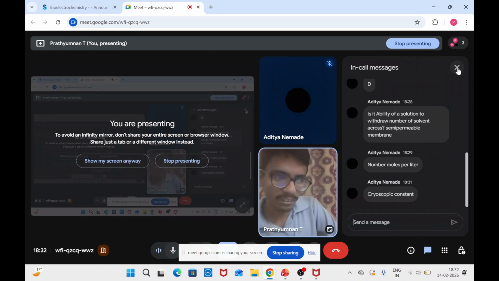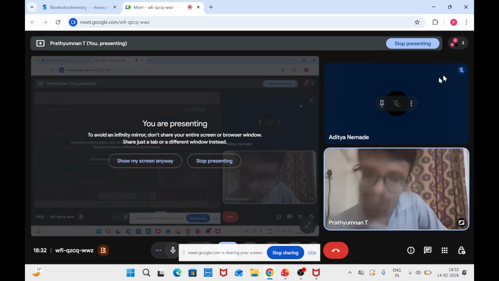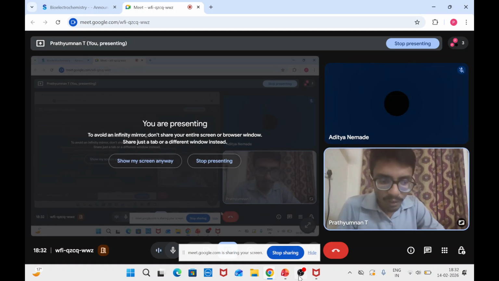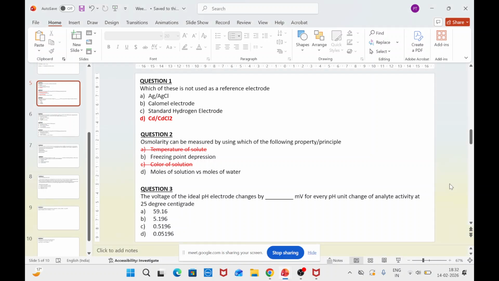Cryoscopic constant. I am not aware of that term, but usually for finding out the concentration of the solute, one of these ways, because since you do not know how many solute particles are going to be present in the system that contribute to this particular property, by knowing the changes in the freezing point, you will be able to correlate that to the concentration of the solute particles within the system.